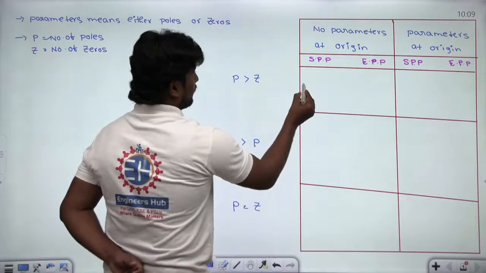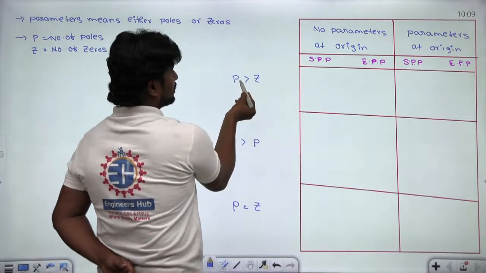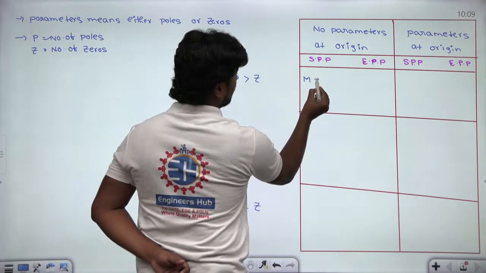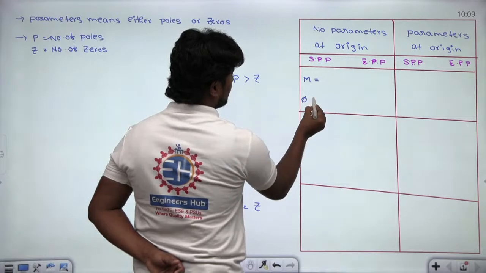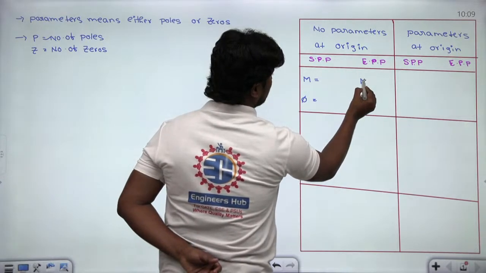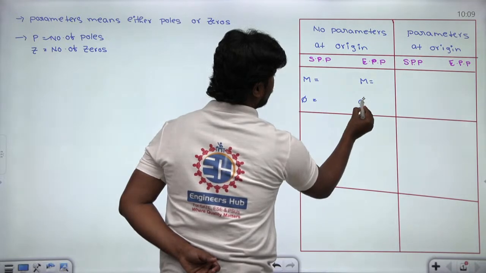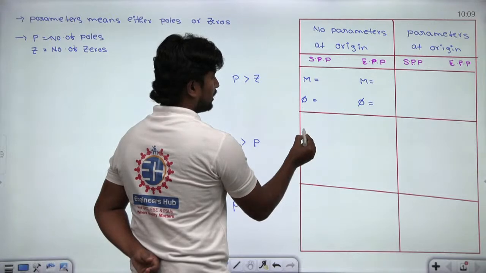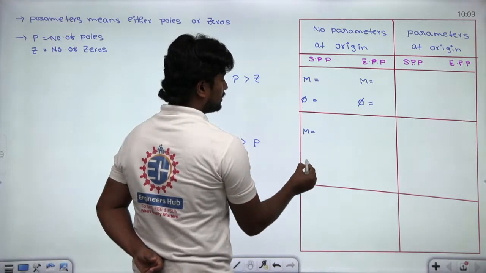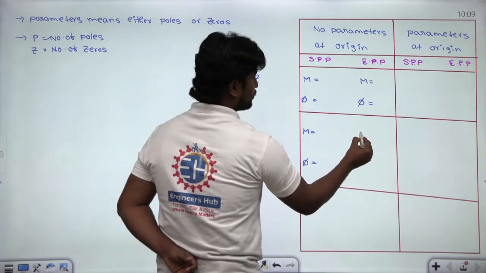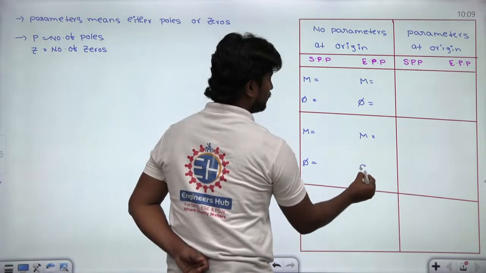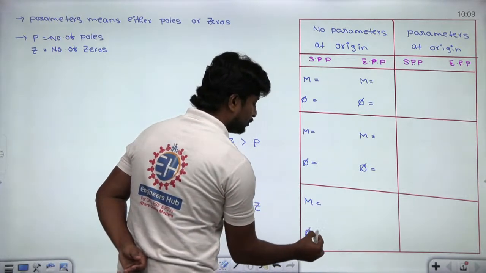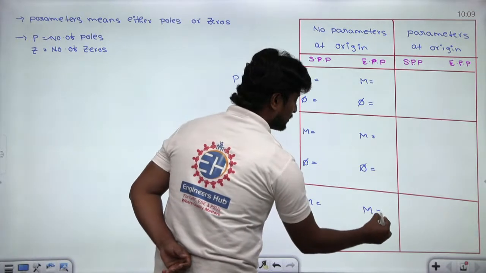So see, if the number of poles are dominating the number of zeros, how to calculate the starting point magnitude and the starting point phase. Like that, ending point magnitude and ending point phase. Like that here also, if zeros are dominating the poles, how to calculate the starting point magnitude and starting point phase. For all those cases, magnitude and phase. If you know that one, then the designing is very easy.